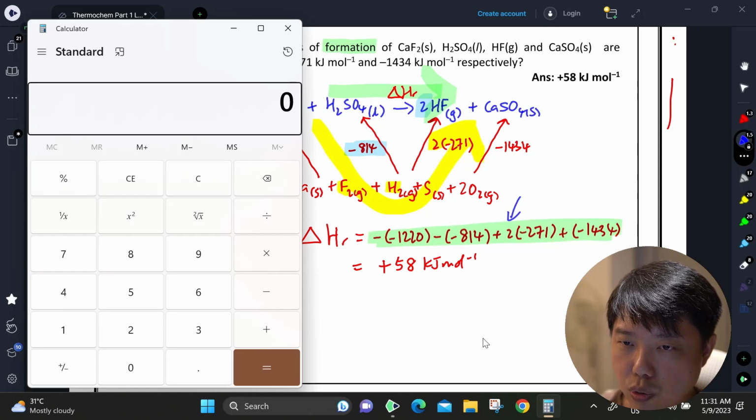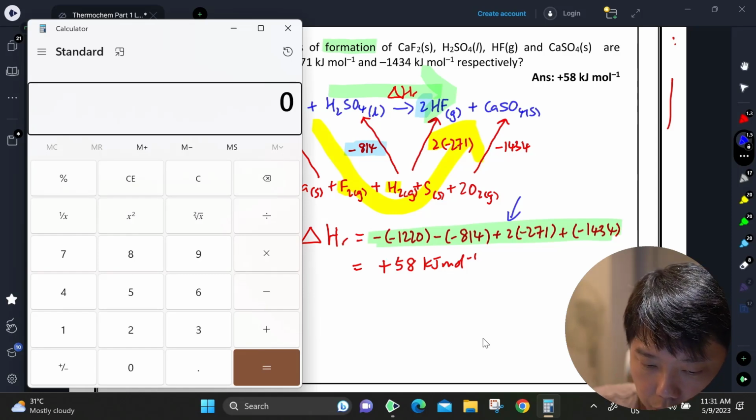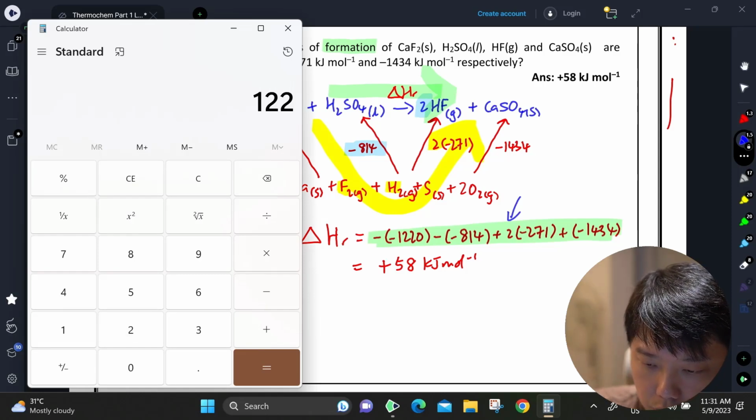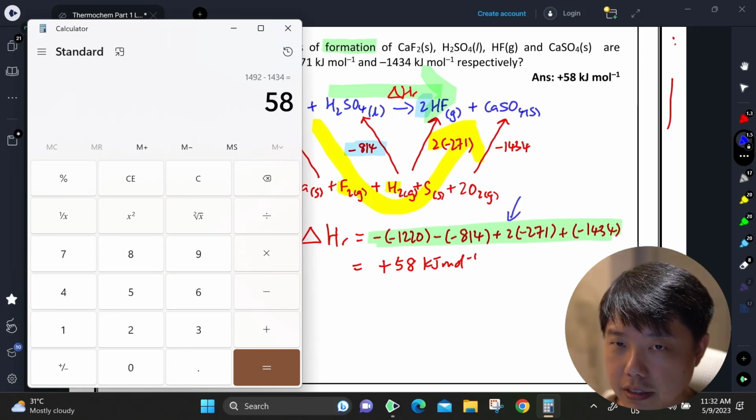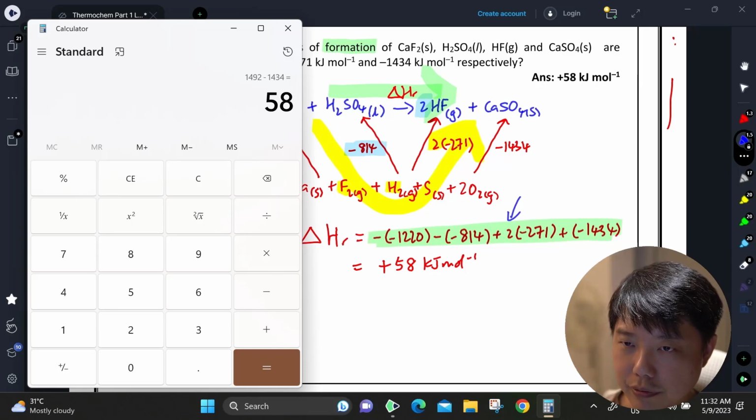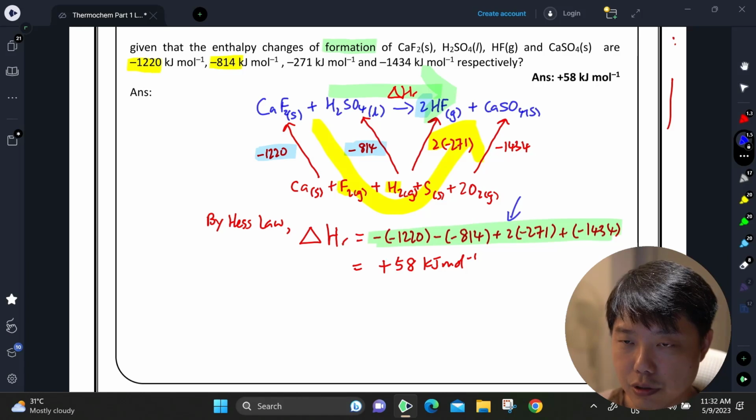Maybe let's do the calculation together. So we have 1220 plus 814 minus 271 minus 271 minus 1434. Yep, so the answer is 58 here. I'm sure you have a better calculator than mine, you should be able to do that faster. So this is the example of how we would use the energy cycle to calculate enthalpy change.